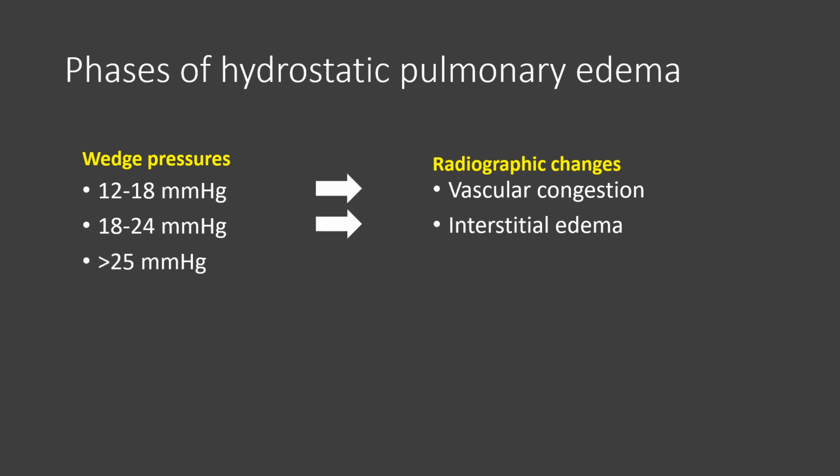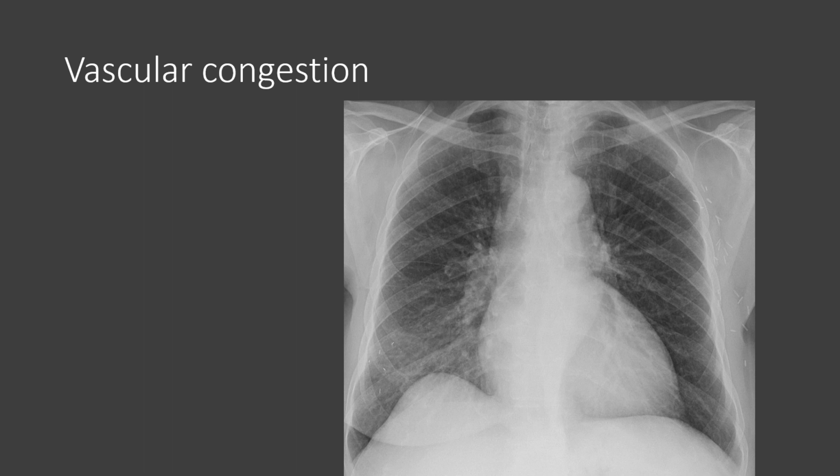When you're greater than 24 millimeters, this is when you start developing airspace edema. So this is fluid that's not only in the interstitium, but it's actually leaking into the alveoli, going into the air spaces of the lung. Okay, so these are the three phases: vascular congestion, interstitial edema, and airspace edema. And these things look different radiographically. So let's first talk about vascular congestion. What are the signposts for vascular congestion?